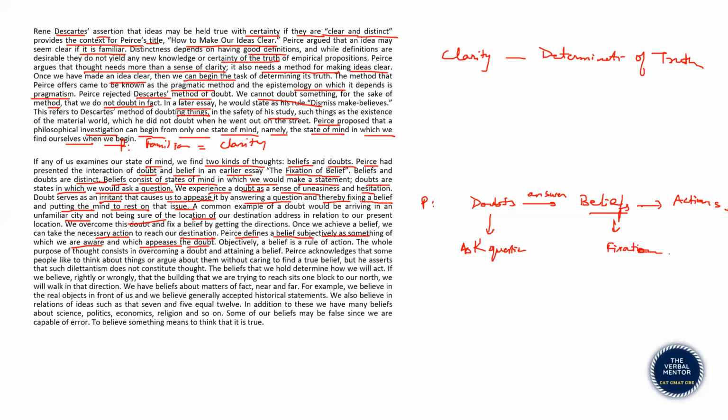Okay. To reach our destination, P defines a belief subjectively as something of which we are aware and which appeases the doubt. Objectively, a belief is a rule of action. We have written it. The whole purpose of thought consists in overcoming a doubt and attaining a belief. So from doubt to belief through thought. The purpose of thought is to move from doubt. That is exactly what we have understood. I think we have understood the passage.